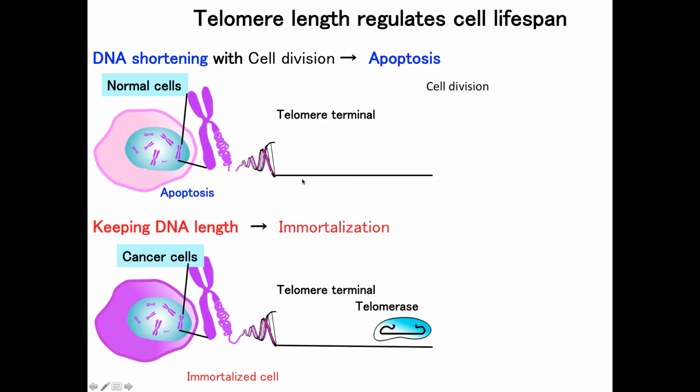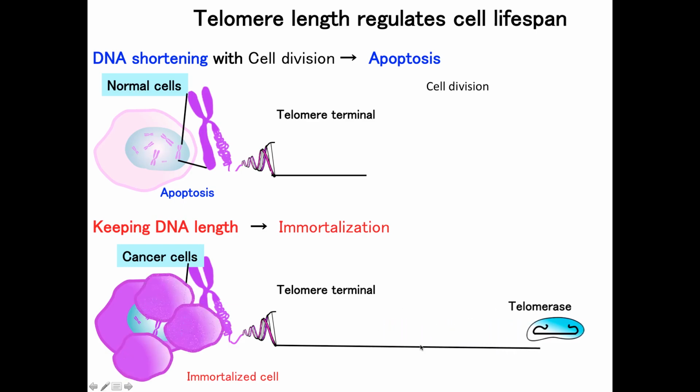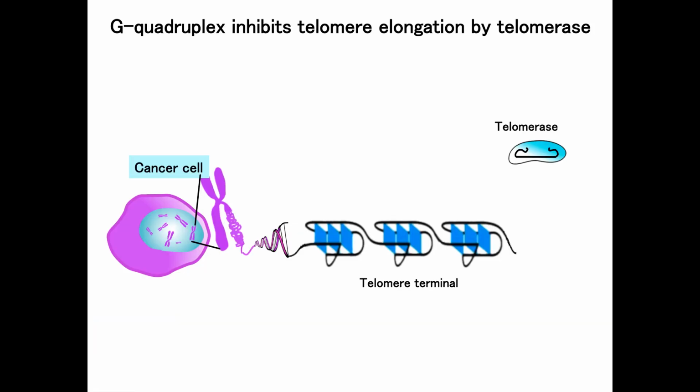In normal cells, telomere length is shortened, and then normal cells die. But in the case of cancer cells, telomerase is active. It means that this telomerase can elongate the telomere length, and then the cell becomes a cancer cell. But the G-quadruplex inhibits the activity of telomerase.